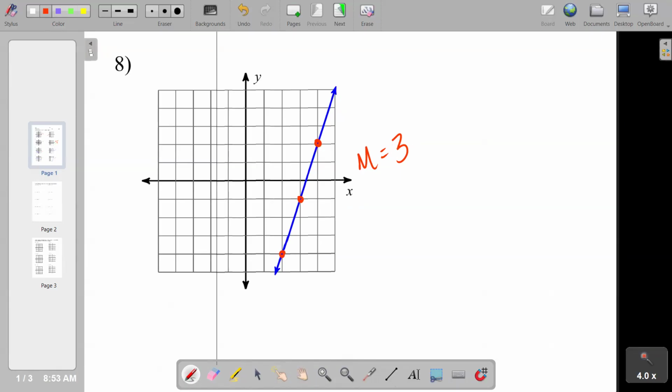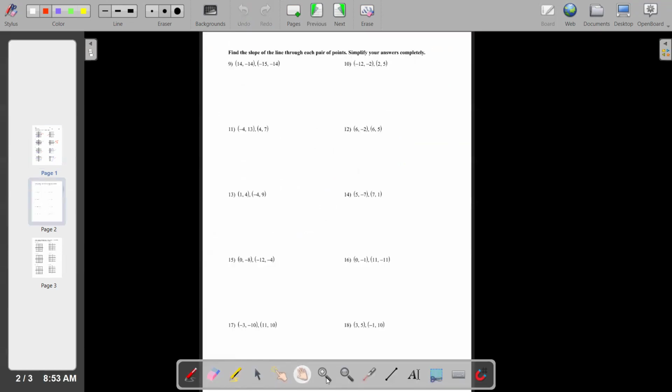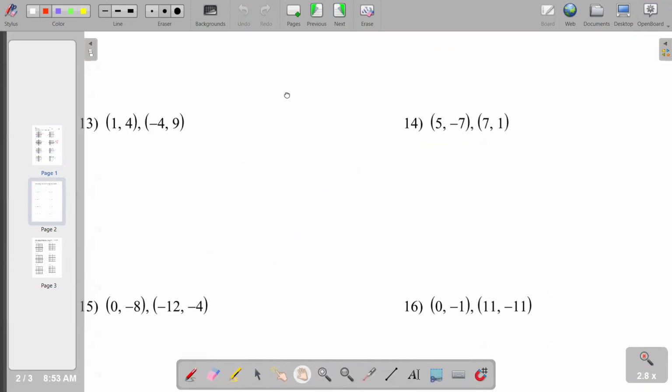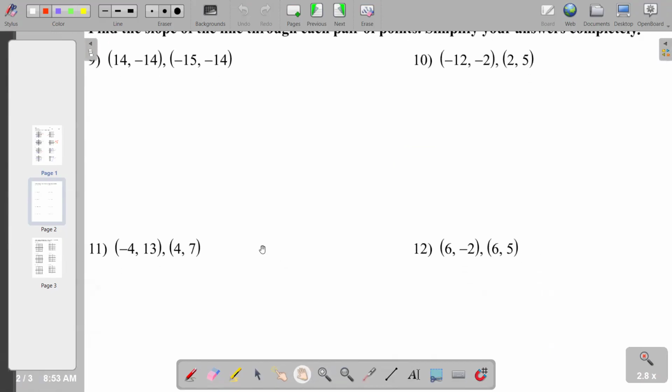Any questions on page 1? All right, then on we go to page 2. Part of why I wanted to go through this with you today was just to show you that I expect your work to be here. Okay. So we're going to start with the y's.